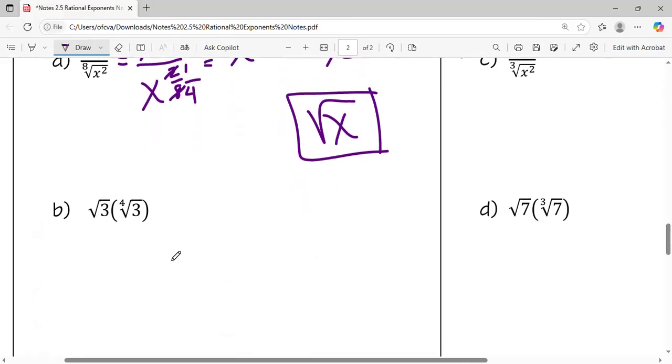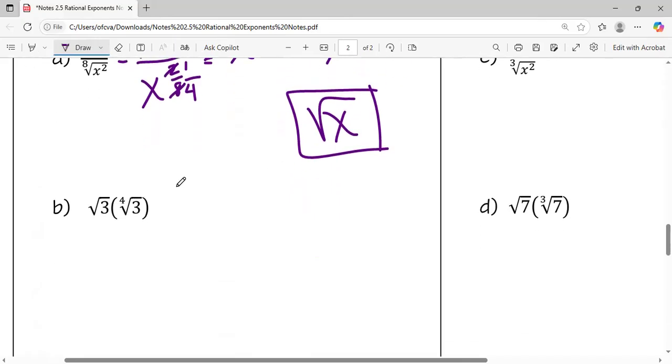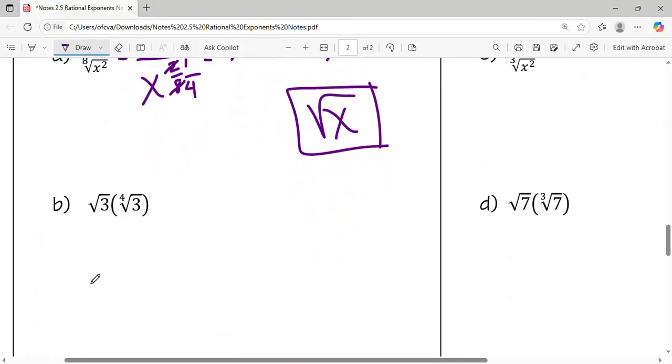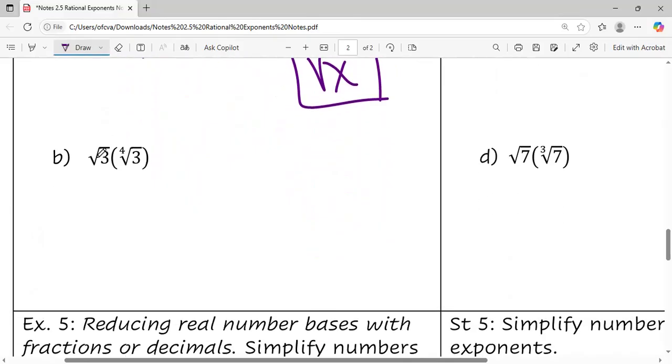So that's using variables. Here's the property using regular numbers or constants. So we can't really multiply these two radicals. Let's see if you remember why from the last lesson. 2.4.